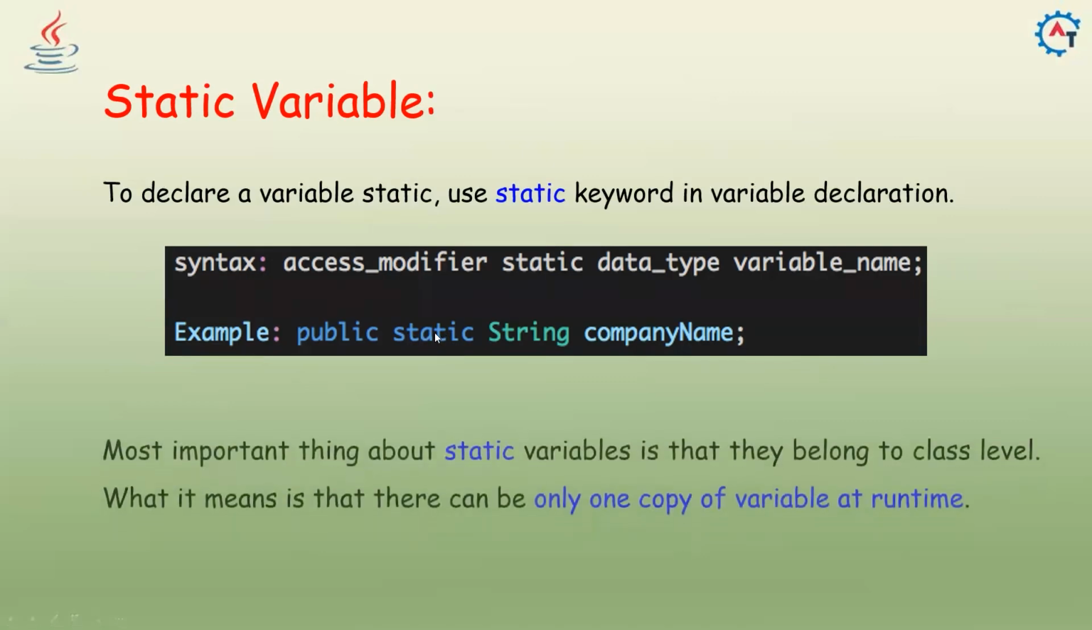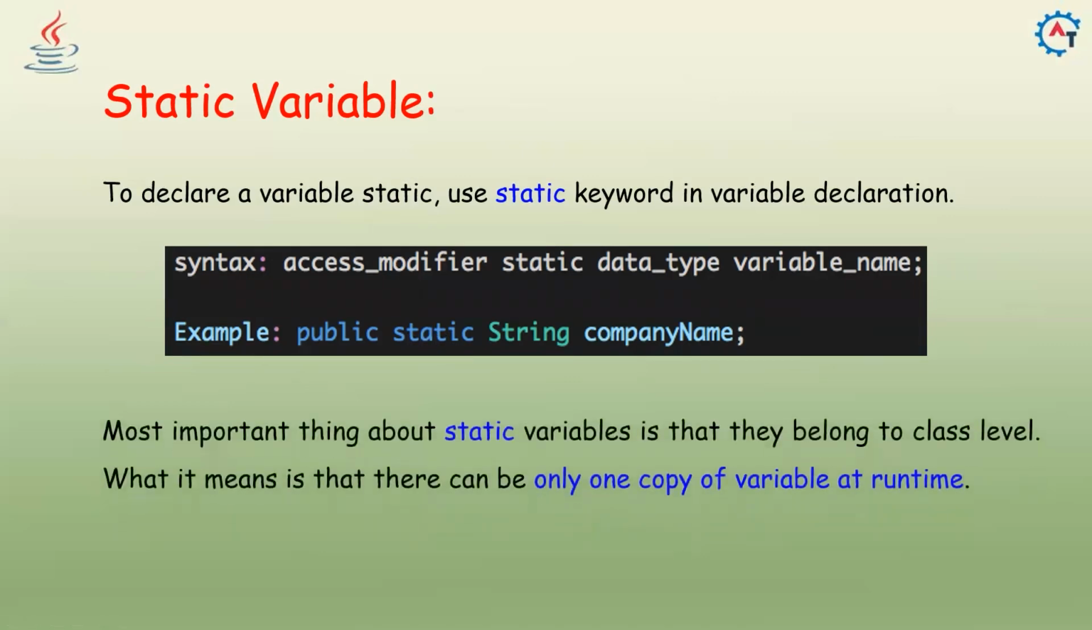The most important thing about static variables is that they belong to the class level. What it means is that there can be only one copy of the variable at runtime. In our previous video on instance variables, however many objects you create, that many instance variables will be created, right?